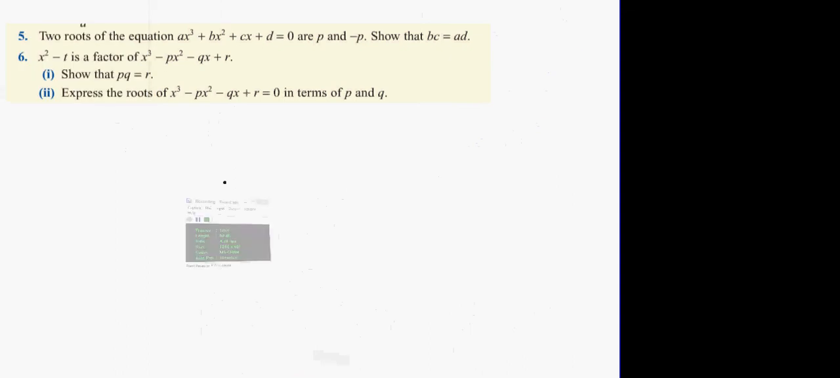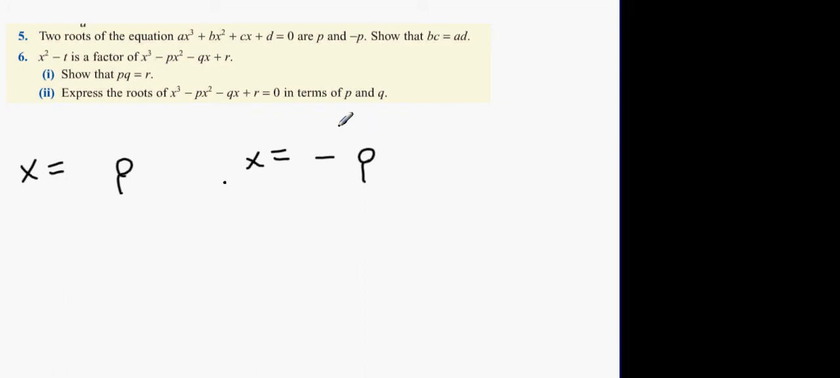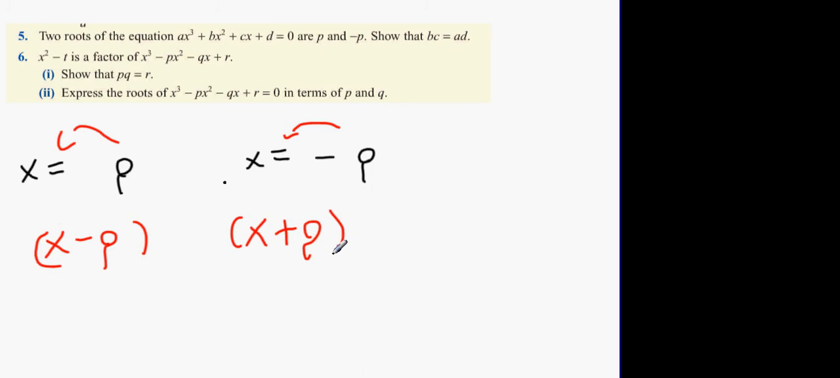Next one. What it says is the two roots of the equation are p and minus p. This means x equals p, x equals minus p. What we learned in the last exercise is the factor theorem. When something's a root, this means that x minus p is a factor, and it also means x plus p is a factor. What we also did in the last exercise is when we multiply the two of these by each other, they should still divide in equally into the polynomial. So I'm going to multiply the two of these by each other. We're going to get a quadratic equation.